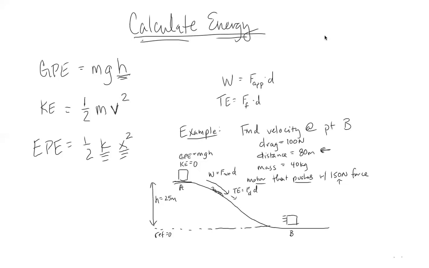Now at the bottom, we know that our potential energy is now 0. All of that stored energy is now converted into kinetic energy, which we can define as 1/2 mv squared. And hidden in our kinetic energy is the velocity that we're trying to solve for. So if we can get at what this kinetic energy is, we know the mass and we can solve for our velocity.